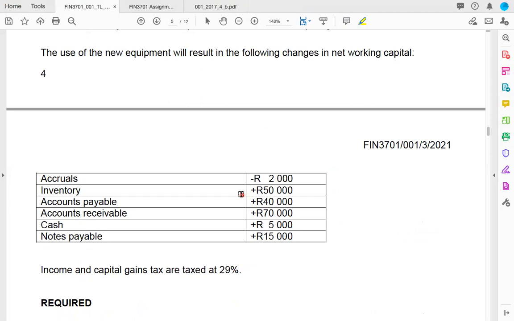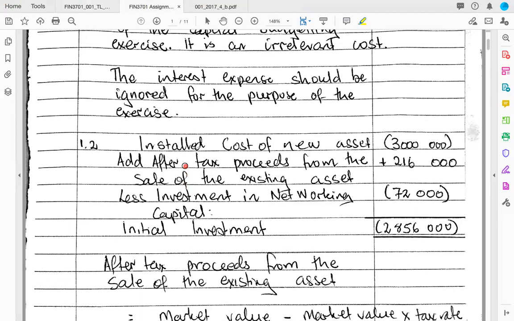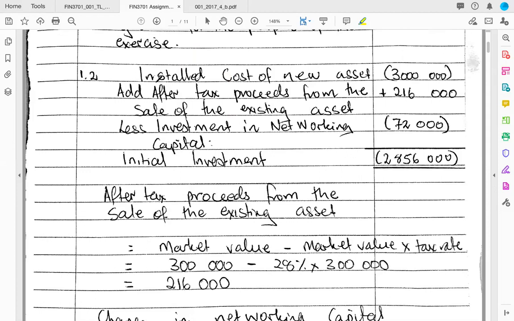Right. So for the purposes of the initial investment, you always need to remember this very important template for the exam and for any assignment. Please remember this important template. The template says installed cost of the new asset. We take the installed cost of the new asset. Then we add the after-tax proceeds from the sale of the existing asset. Then we add or subtract the investment in working capital, right? The investment in working capital, we either add it or subtract it.